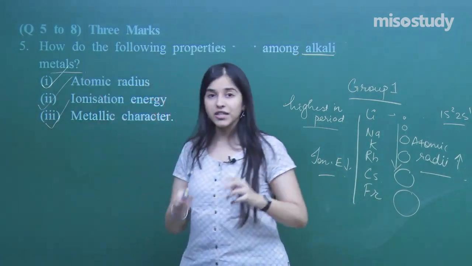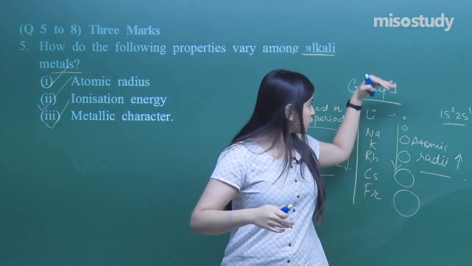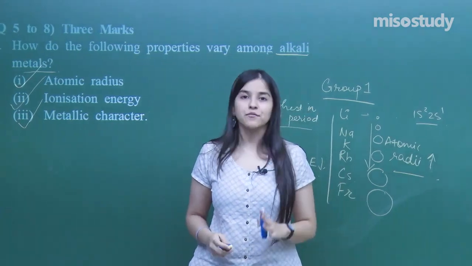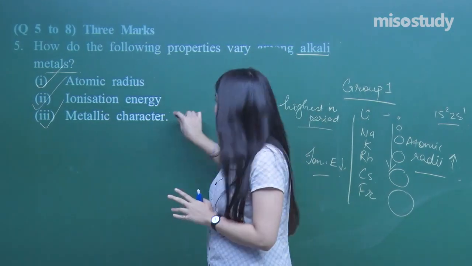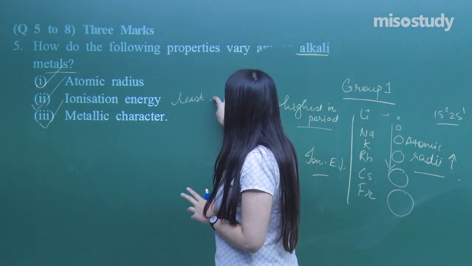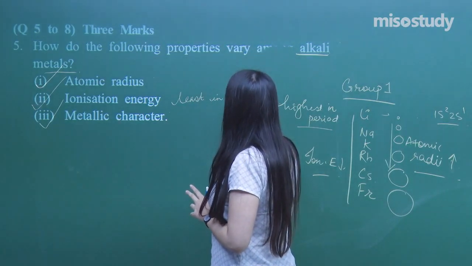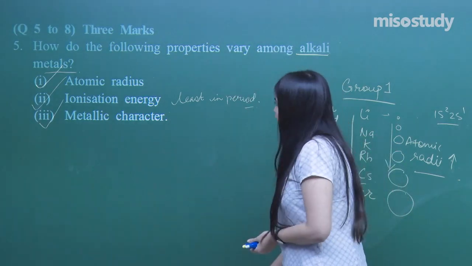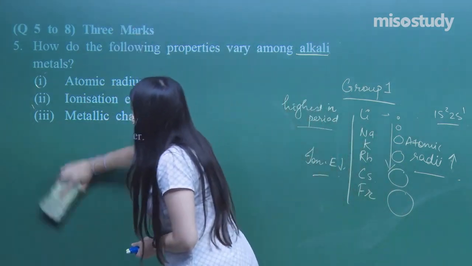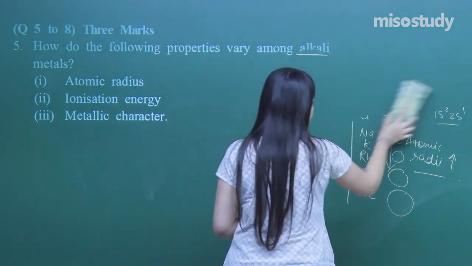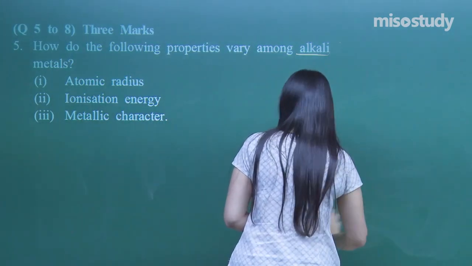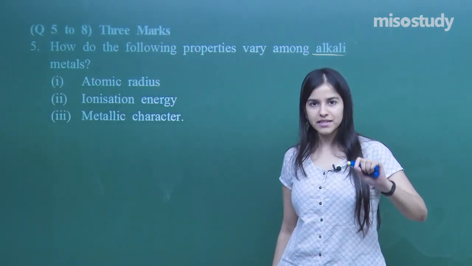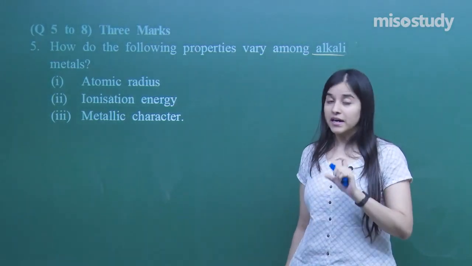And ionization energy, if I talk about the period, group 1 elements have the least ionization enthalpy, least ionization energy in period because of the biggest size. Clear? So I have not discussed that in detail because we already have done that. Just remember the tricks over here, the exact reasons should be there, right?